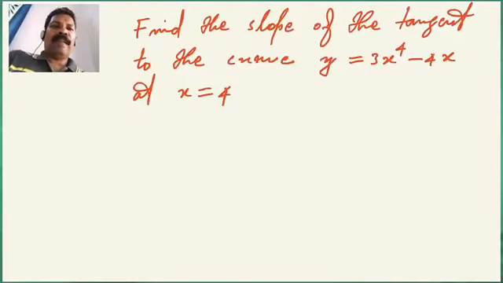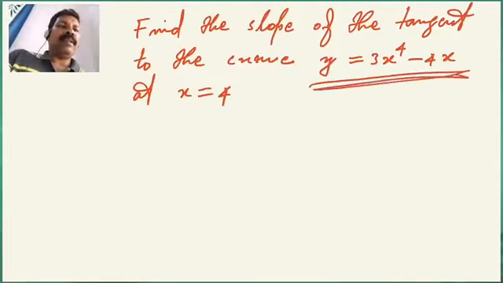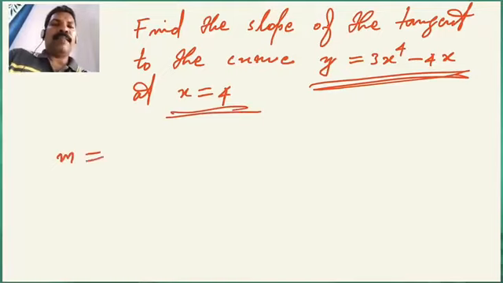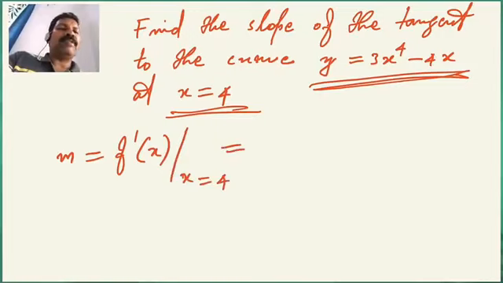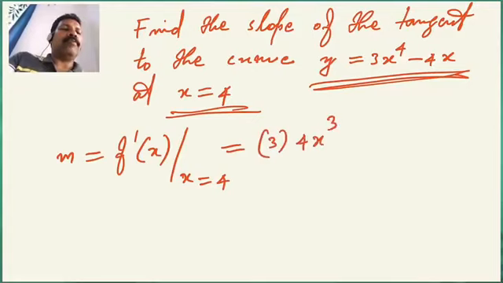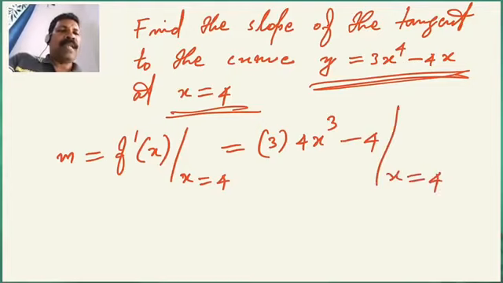Now let us solve a problem. Find the slope of the tangent to the curve y is equal to 3x power 4 minus 4x at x equal to 4. So I told you slope is nothing but the derivative of the function at the given point x equal to 4. So what is it? What's the derivative? Derivative is 3 into 4x cube, minus 4. And we have to evaluate this expression at x equal to 4.